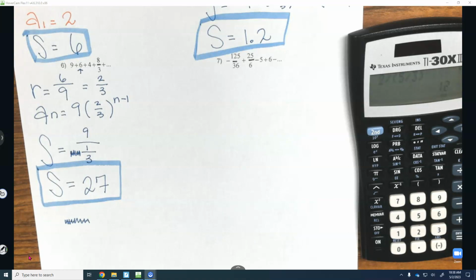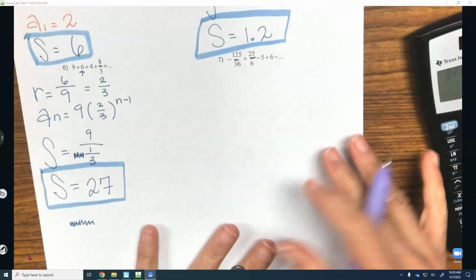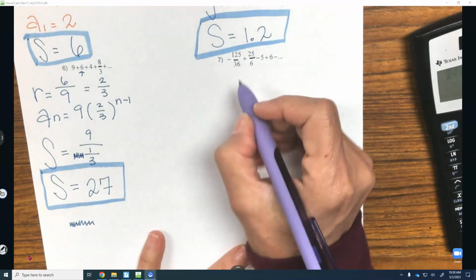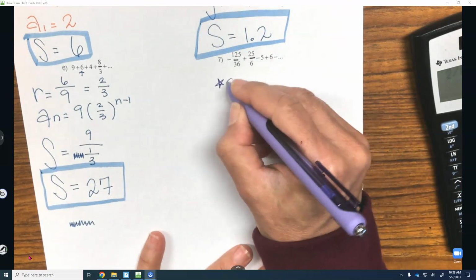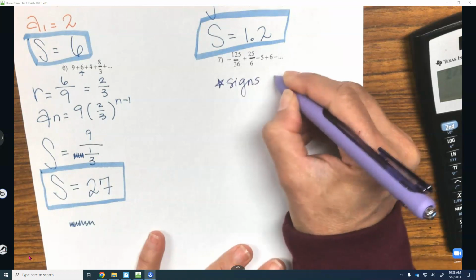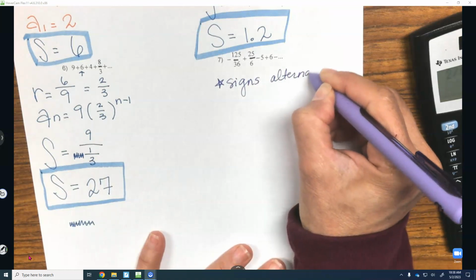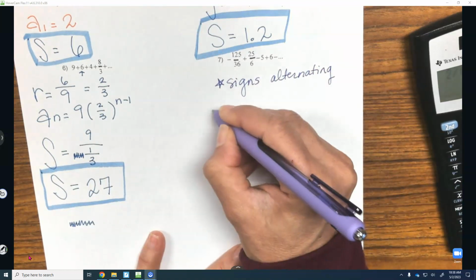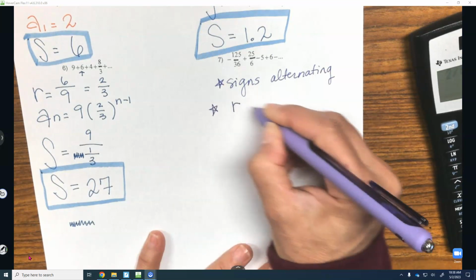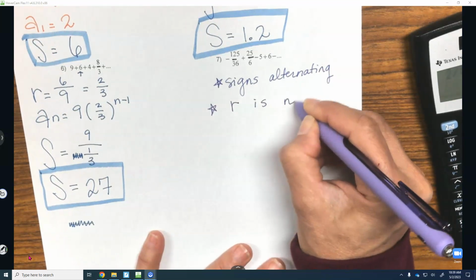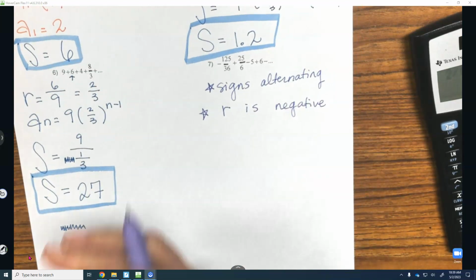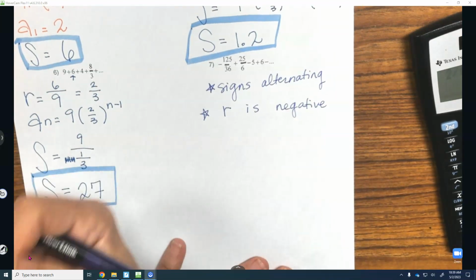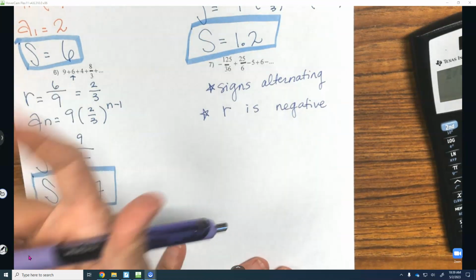All right, let's look at this next one. First of all, guys, what do you notice about these signs? What's happening with these signs? Switching. The signs are alternating. When the signs are alternating, remember your R is negative. However, we're not going to be able to add this up because the R value is going to be greater than 1. Let me show you guys.